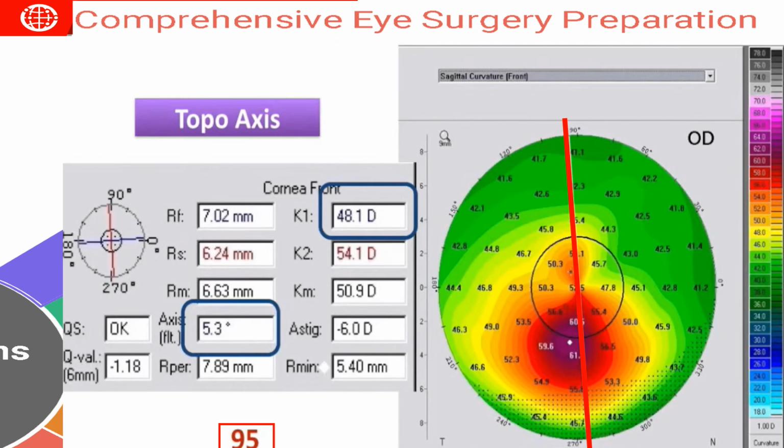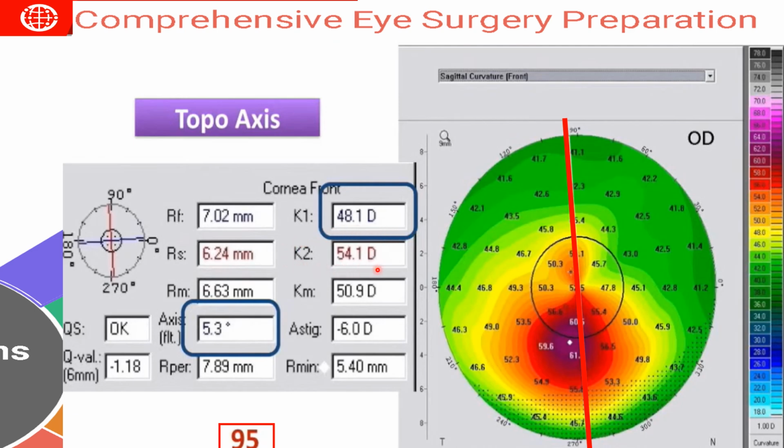Now, in the topography, first we have to look at the tangential map. Tangential maps give more detailed information about the astigmatism. So make sure that we are looking at the tangential map, and then we determine the steep axis. Now we have the K1 and K2. K1 reflects the flat meridian, and K2 is the steep meridian.